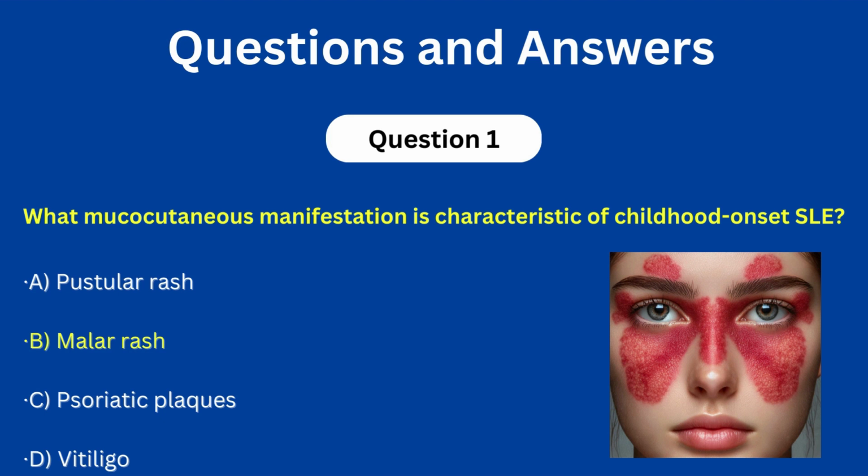The malar rash or butterfly rash is a classic mucocutaneous manifestation of systemic lupus. It typically presents as a flat or raised erythematous rash over the cheeks and nasal bridge, sparing the nasolabial folds. This feature present in the case scenario is highly indicative of systemic lupus. Also, it is often exacerbated by ultraviolet light exposure.